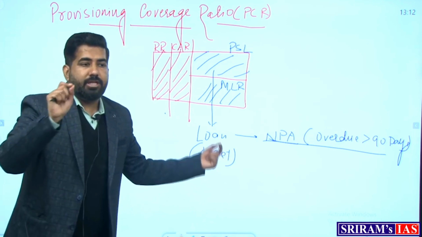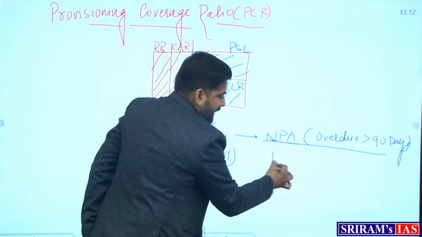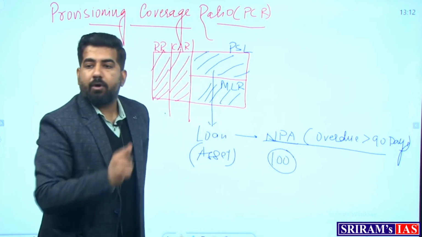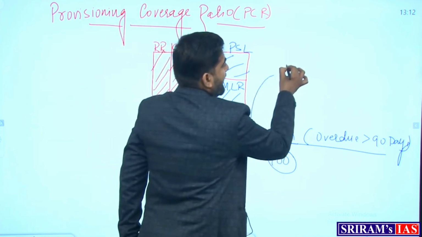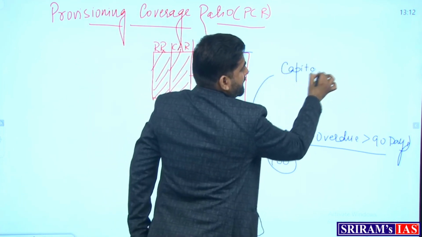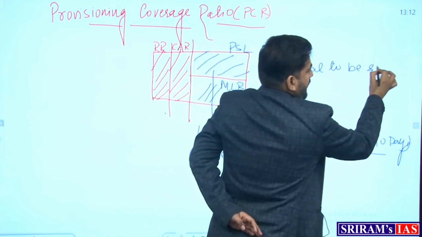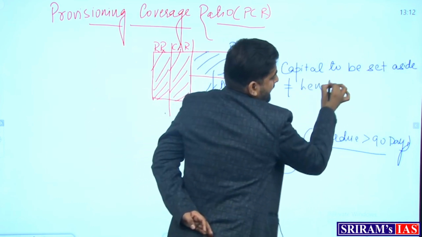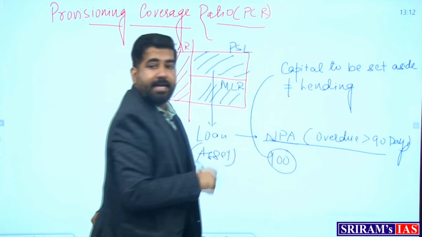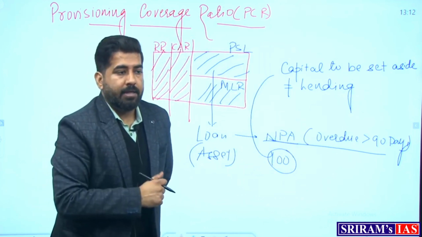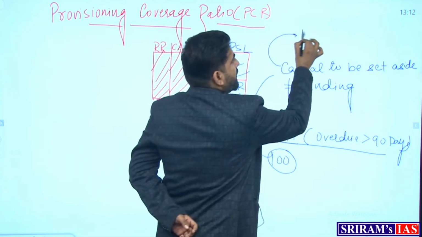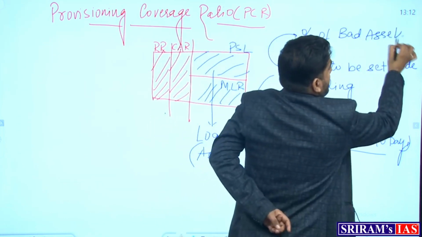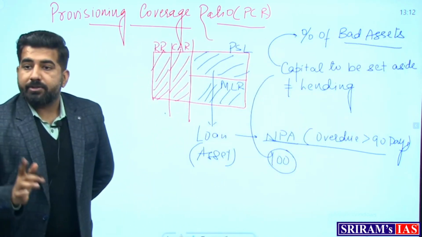Now the provisioning coverage ratio says if the asset of rupees 100 has become an NPA, you have to provide for the asset. Provide means you have to set aside the capital which cannot be used for lending. But capital, a percentage of what? A percentage of bad assets. Are you getting my point? Percentage of bad asset.